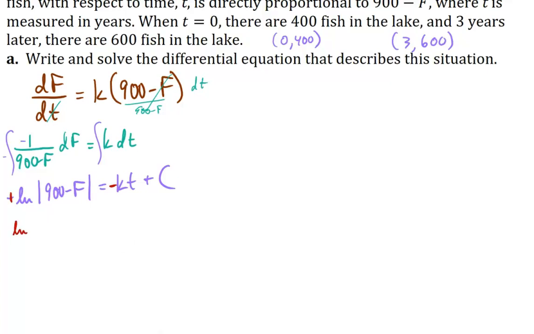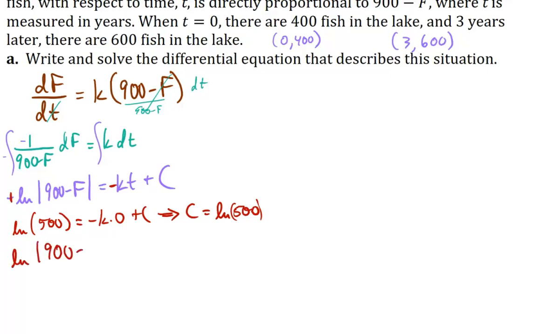And so we have natural log of 900 minus 400 is 500. I don't need absolute value bars, that's positive, equals negative k times 0 plus c. So that means that c is natural log 500, and that negative didn't matter. Okay, so back to my equation, natural log of 900 minus f equals negative kt plus natural log 500.